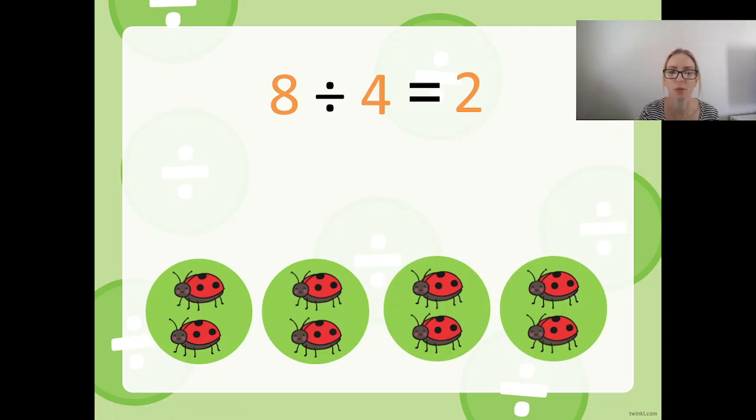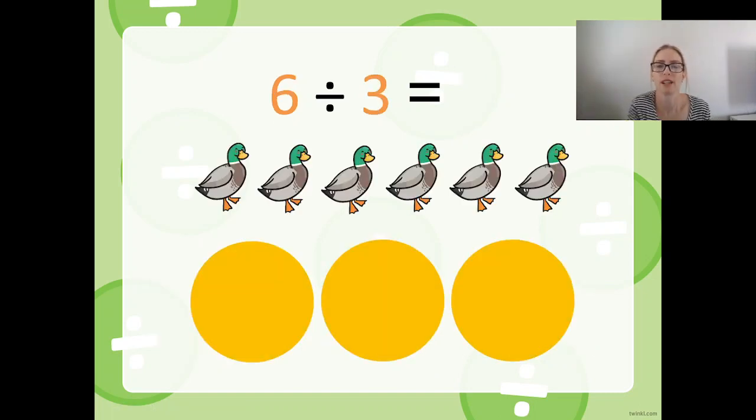Okay, I hope you got that one, boys and girls. All right, let's look at the next one, some ducks. Some ducks want to get onto these yellow pads, perhaps on the pond because they want to dry off a bit. So you need to draw 3 circles, and we're going to share our 6 ducks onto our 3 circles.